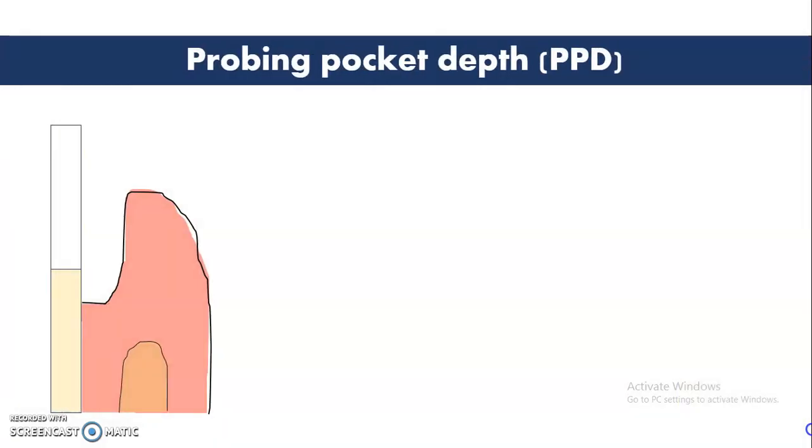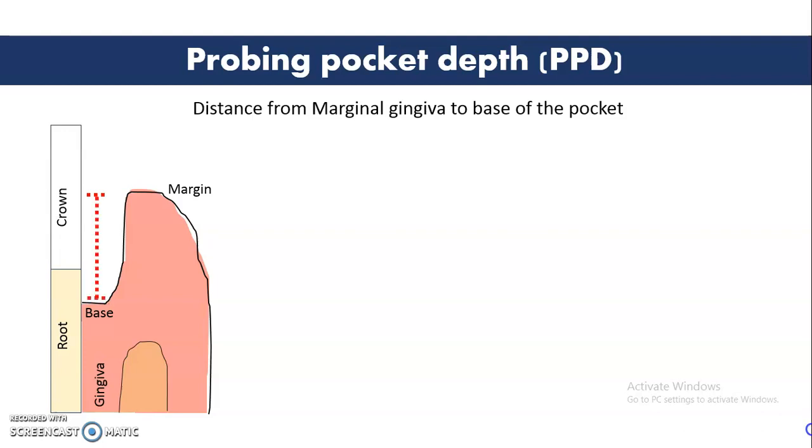First, let's see how to record probing pocket depth. Consider the tooth and the gingiva. In gingiva, it is important for you to know 2 landmarks: the margin of the gingiva and base of the pocket. The distance from marginal gingiva to the base of the pocket is recorded as the probing pocket depth. Margin of the gingiva can be identified by visual examination, whereas the base of the pocket is identified by using periodontal probe. The periodontal probe is a calibrated instrument with each marking corresponding to 1 mm.